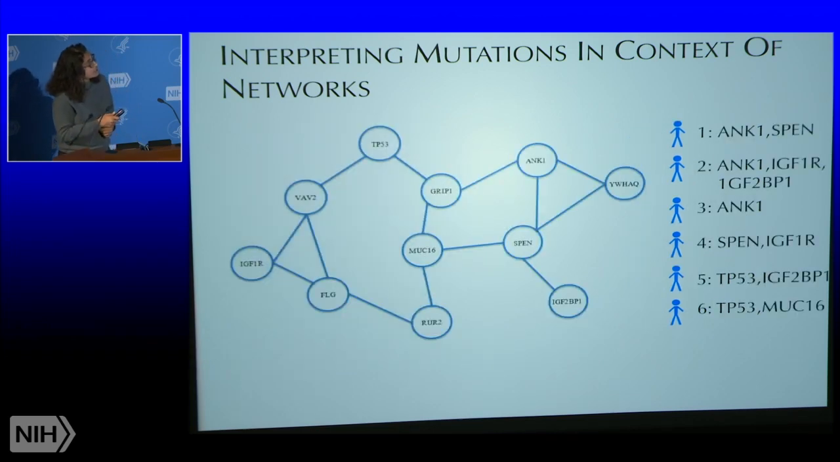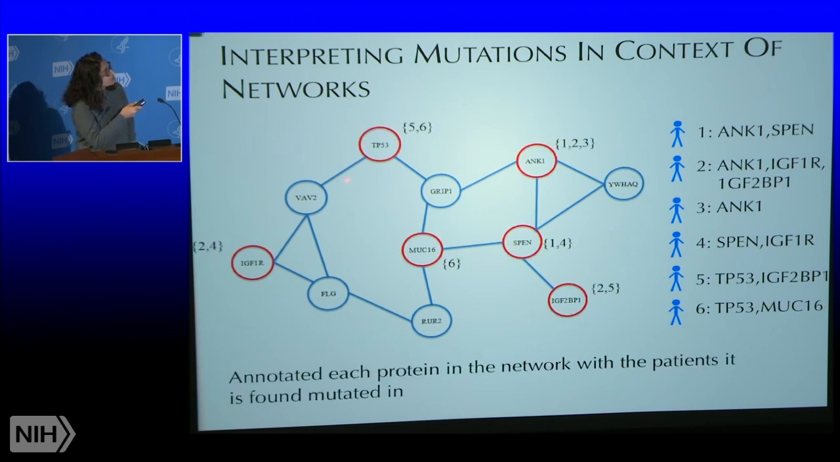All right, so this is trying to interpret now mutations in the context of these networks. Just as a schematic of what is going on, say you have these 6 individuals, and the proteins that are found to be somatically mutated within them are given here. And they're in this little toy example network over here. So the first thing we would do is label each of these proteins, for example, TP53, by the individuals where that gene or protein is found to be somatically altered. So in this case, individuals 5 and 6.